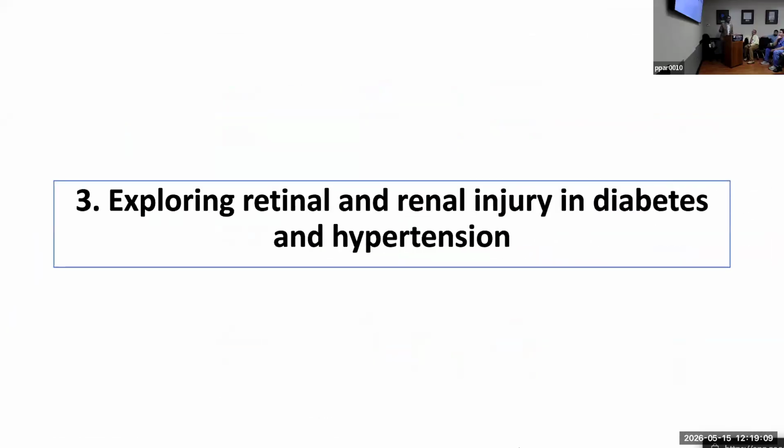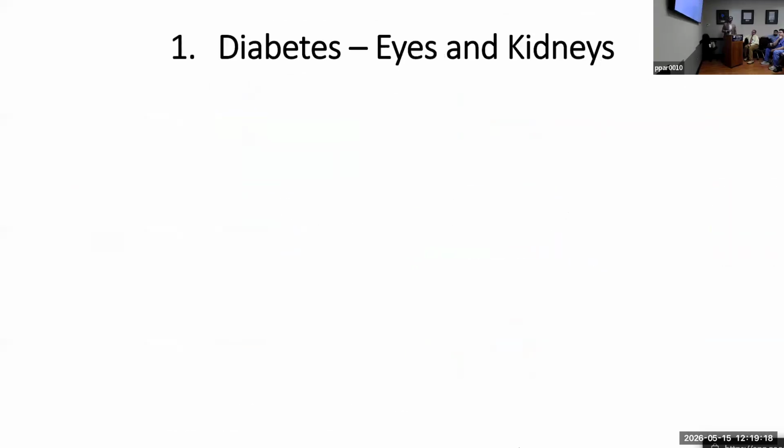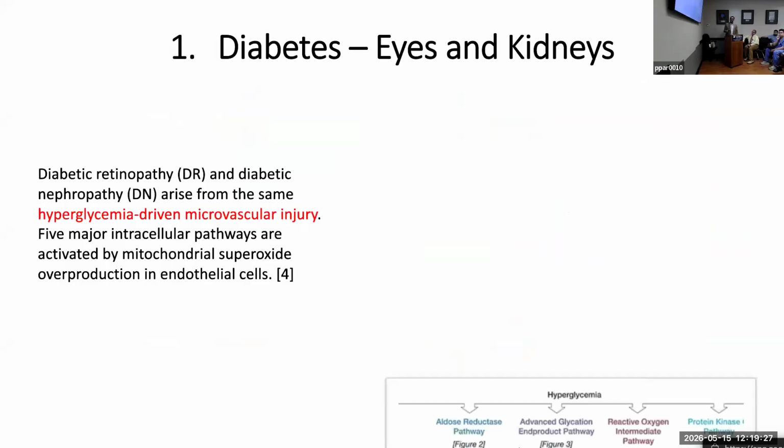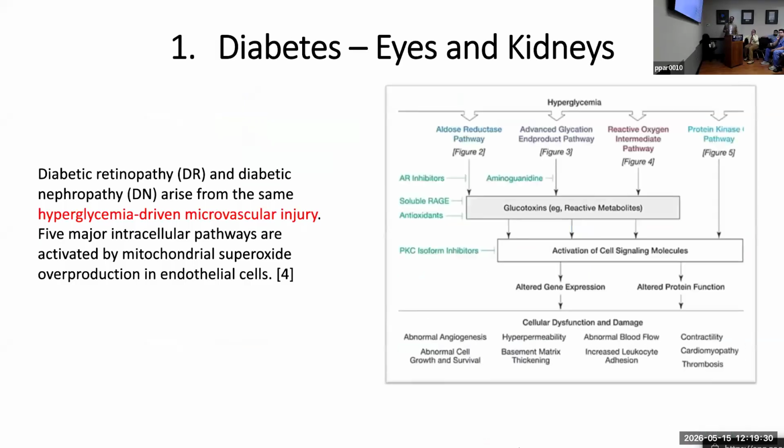So now this is the most important third objective that we need to discuss: exploring the retinal and renal injury in diabetes and hypertension patients. So why is diabetes affecting both things? Diabetic retinopathy and nephropathy arise from the same hyperglycemia-driven microvascular injury. There are different pathways involved. So basically, some sort of ongoing metabolic derangement leading to reactive metabolites, activation of cell signaling molecules, altered gene expression, and protein function, and overall leading to abnormal angiogenesis, hyperpermeability, abnormal blood flow, contractility, and so on. Many things are there.